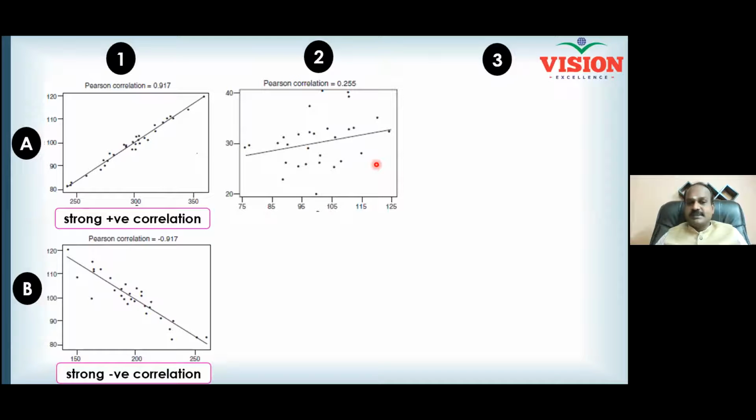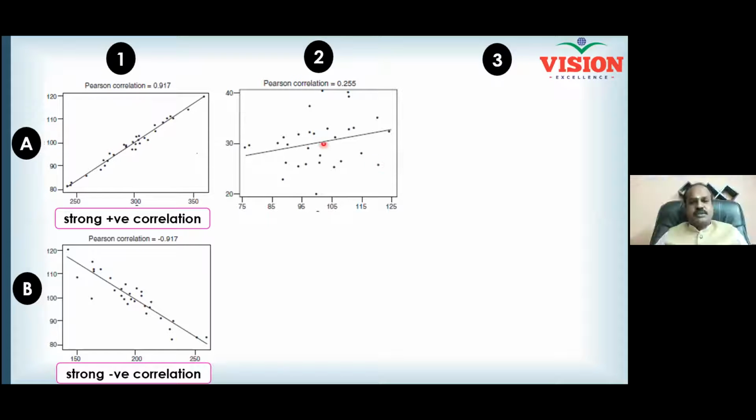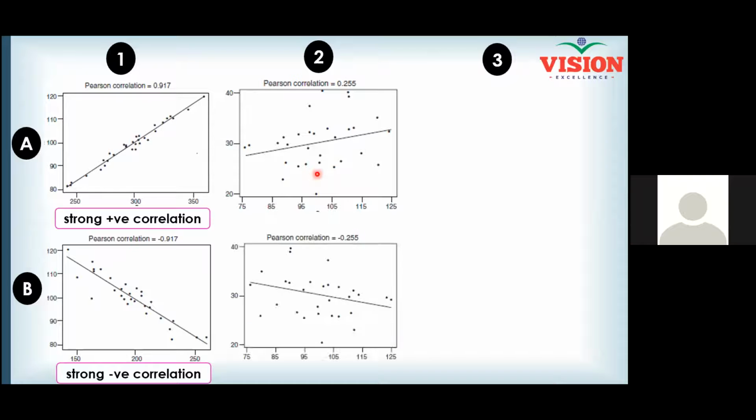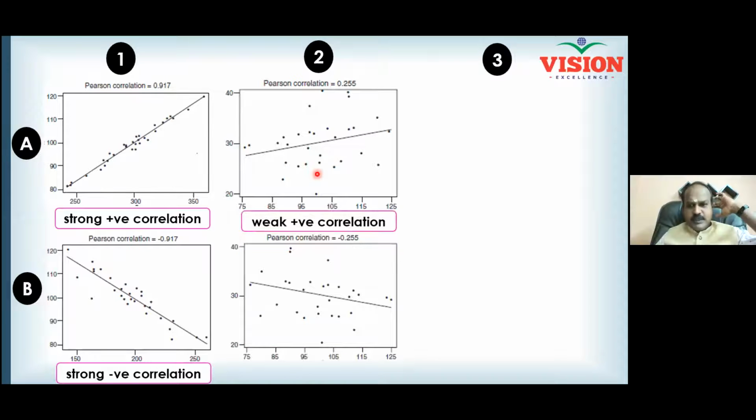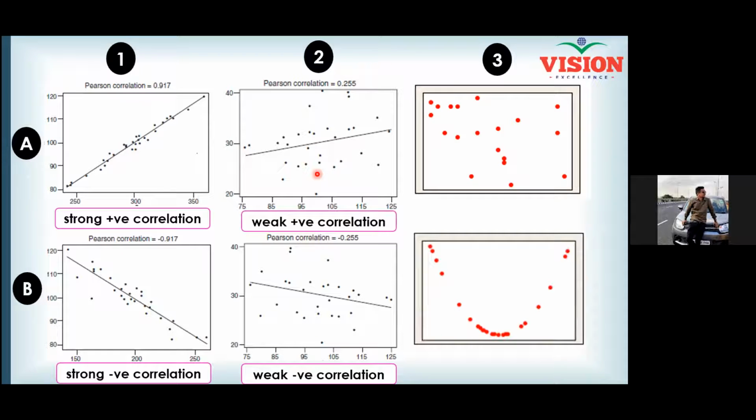And what is this relationship? Moderate. You can see most of the points are away from the line. It is weak, right? So you can say weak. The first one is weak positive. The second one is weak negative. And here, no correlation.